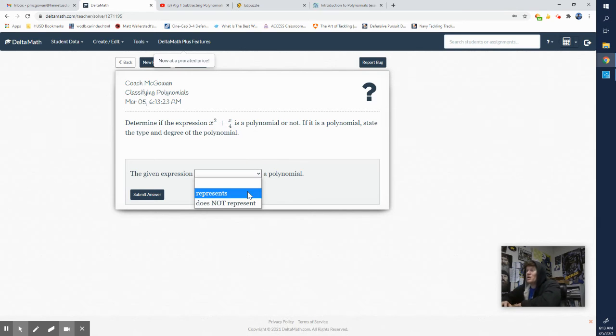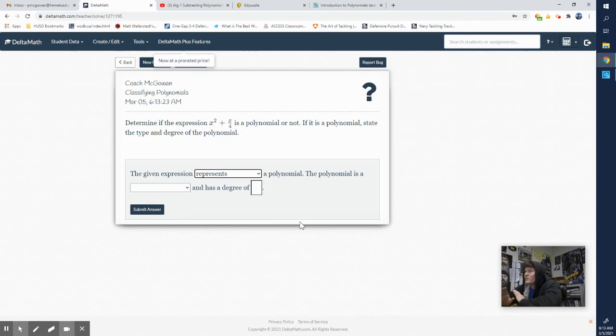This is a polynomial. Now that we can classify it as a polynomial, let's break it down a little more. What type of polynomial is this thing? Well, how many terms do you see there? I see 2 terms because I'm only split with 1 plus sign. So I want to call that a binomial. Now look at the biggest exponent. What's our degree? Our biggest exponent is 2, so I have a degree of 2.